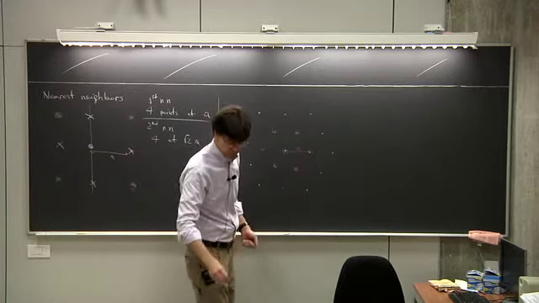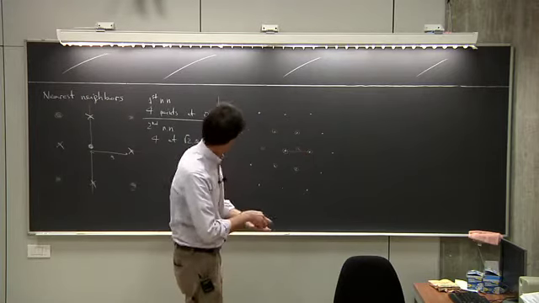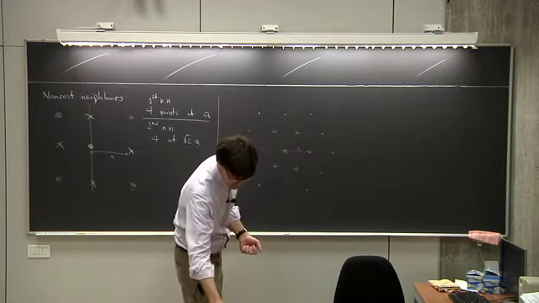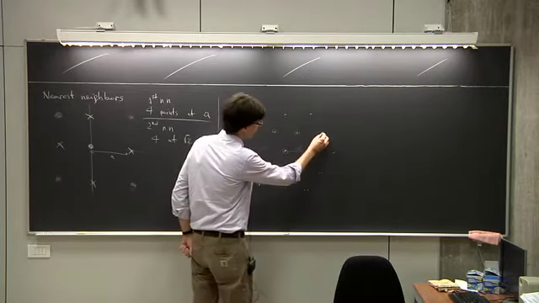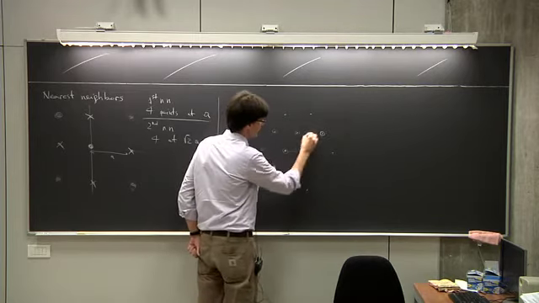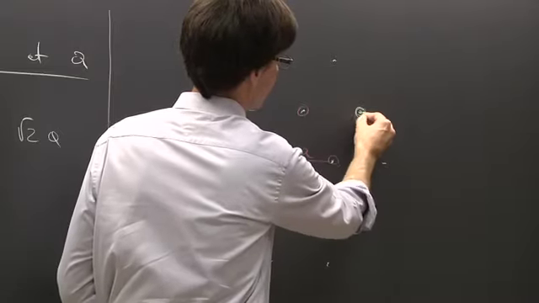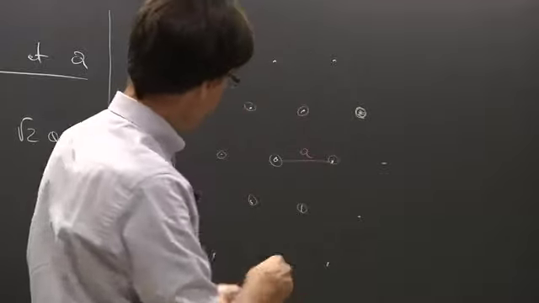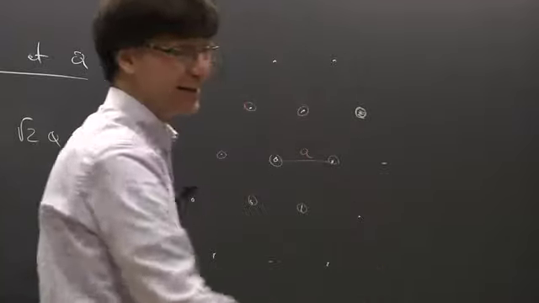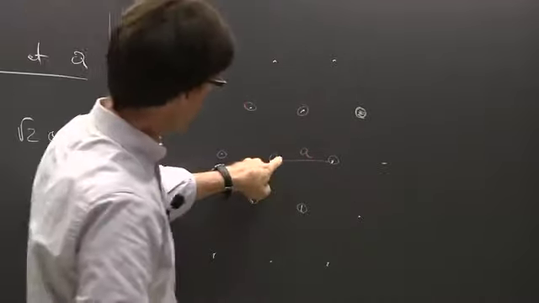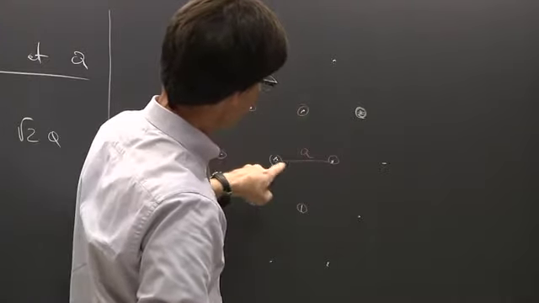Well, here we have to be careful, right? What is the distance between this point and this one? Remember, these are all equilateral triangles, right? So what is the distance between here and here?